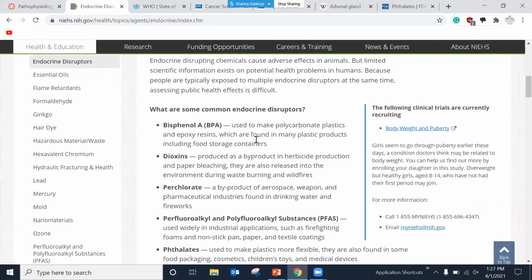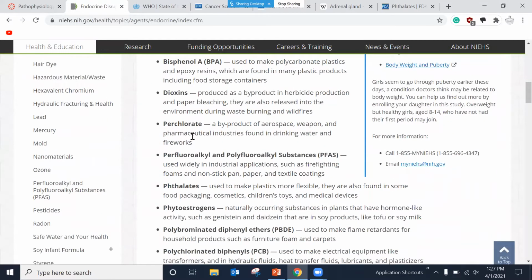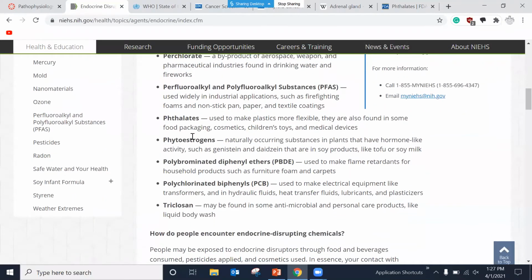Here's a list of common ones. This is on the National Institutes of Health, BPA. But then there's over 10,000 chemicals that are known endocrine disruptors that we produce because we are a consumer society. We consume stuff. This is that flame retardant chemical called polybrominated diphenyl esters.